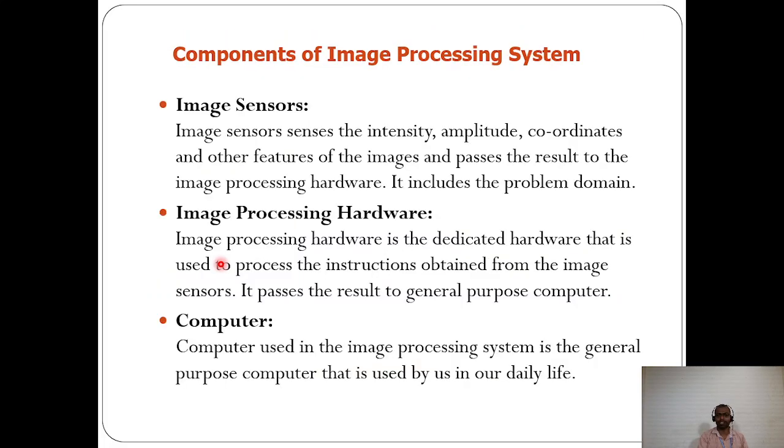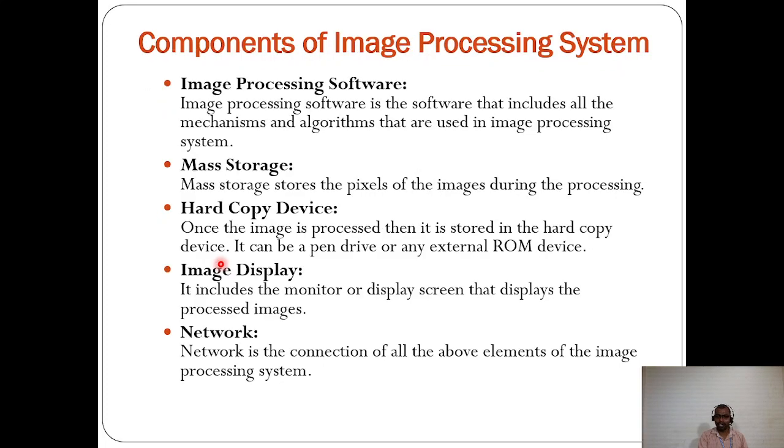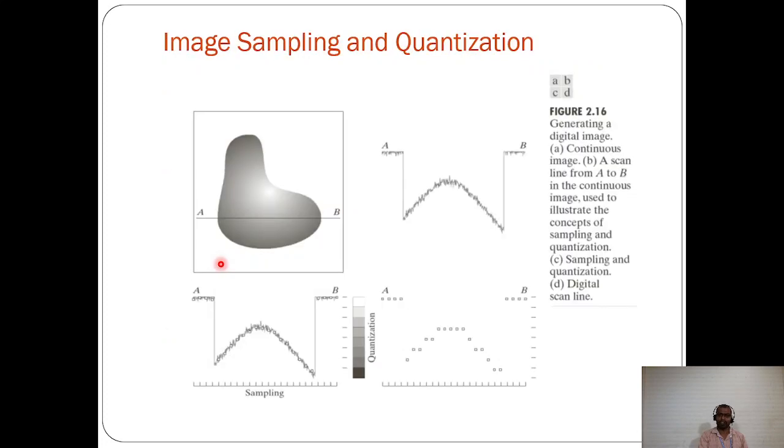So these are some descriptions of the components: image sensors, image hardware processor and computer, image processing software, mass storage, and the networks. The next topic is image sampling and quantization.